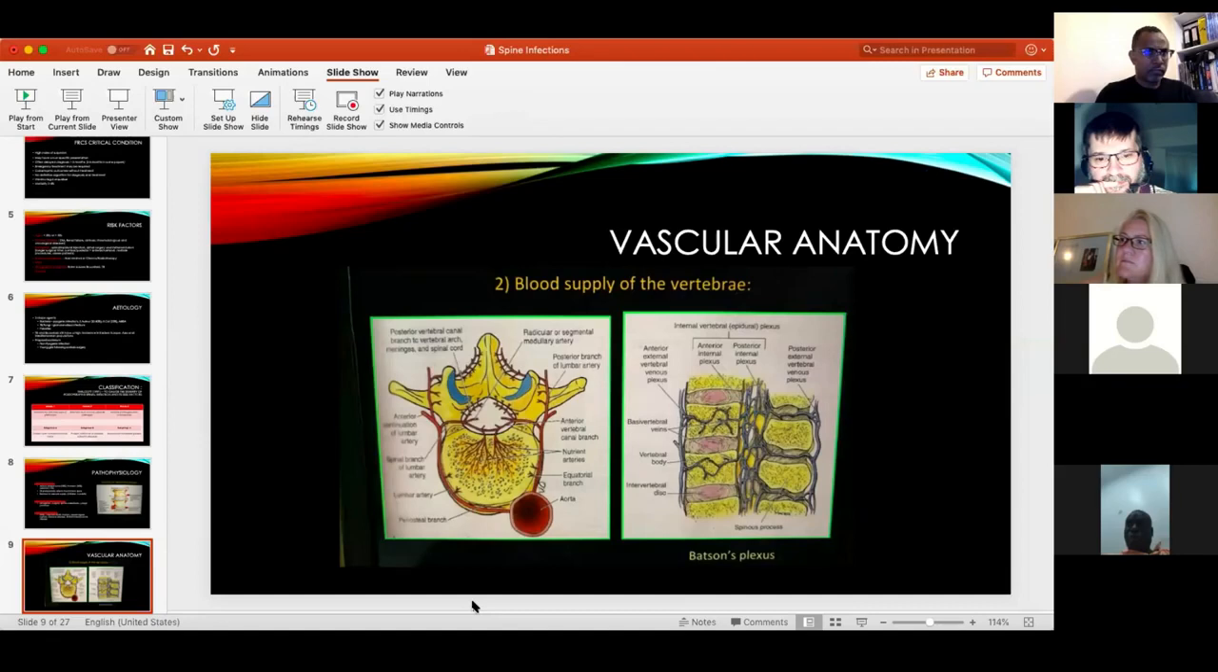MR the whole spine to look for any skip lesions as well. I was thinking, what would be the exam answer? Should I just focus on the lumbar spine or the site of tenderness, or should I MR the whole spine?